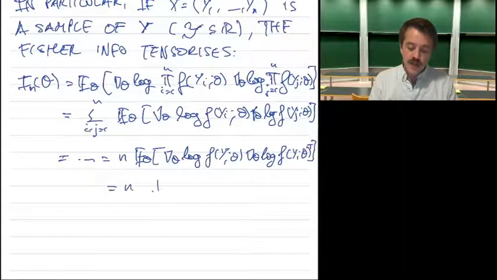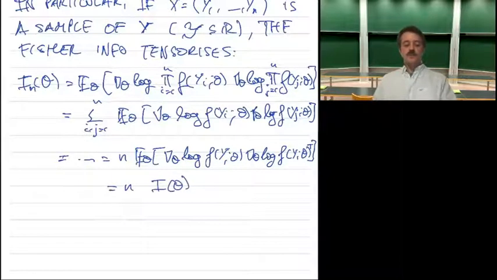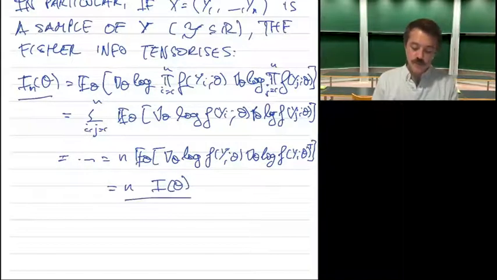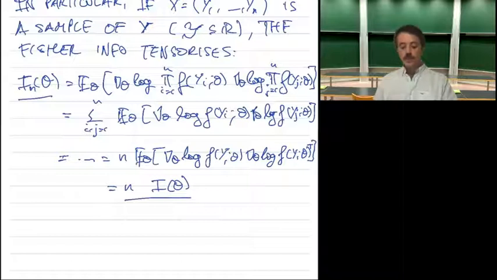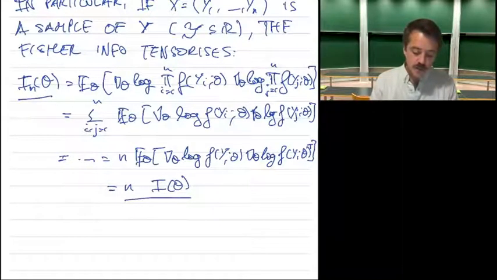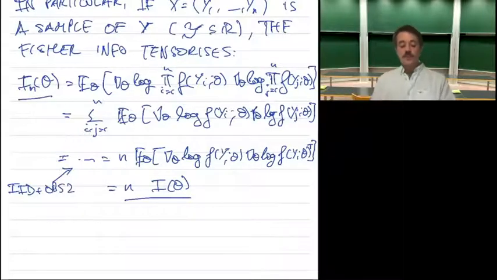Okay, so this is just I_n of theta. This is the tensorization that I mentioned. By the way, what you use in this calculation is the IIDness plus observation 2. IIDness is, of course, one of the ingredients. So do the calculation: because of observation 2, you have this mean 0, and then you'll see the IIDness takes you there, essentially.